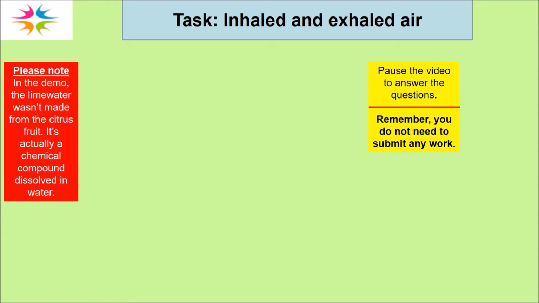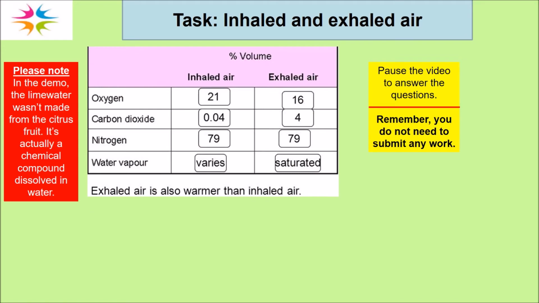Okay, Year 7. You should have completed the table by now, and you should have got these figures down in your table. The oxygen, carbon dioxide, and nitrogen are in a slightly different order, but that doesn't matter as long as you've written the figures down in the correct columns and rows. Exhaled air is also warmer than inhaled air, which is something that is interesting to note.